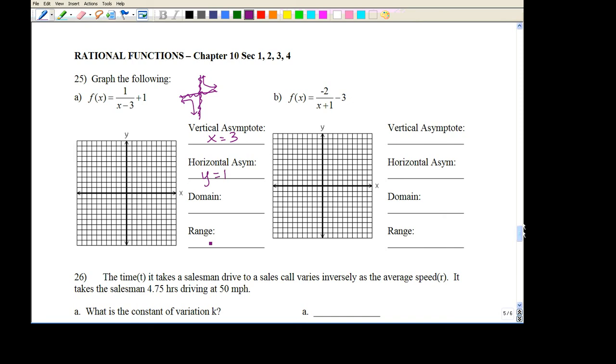Y equals 1. So then for the domain and range, it's going to be all real numbers except where our asymptote is, x will not equal 3. And then for the range, it's also going to be all real numbers except for where our asymptote is at, y cannot be equal to 1. So if we want to graph this, our vertical asymptote is at x equals 3. So right there, I'm just going to put a squiggly line so you can see it. And then the horizontal asymptote at y equals 1.